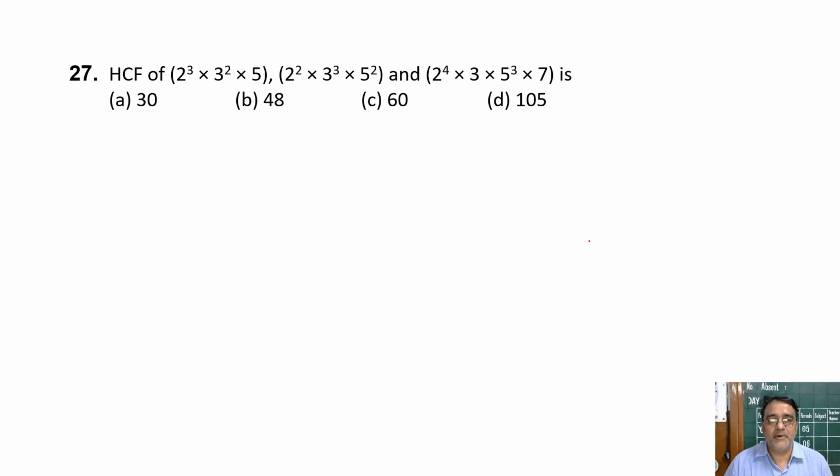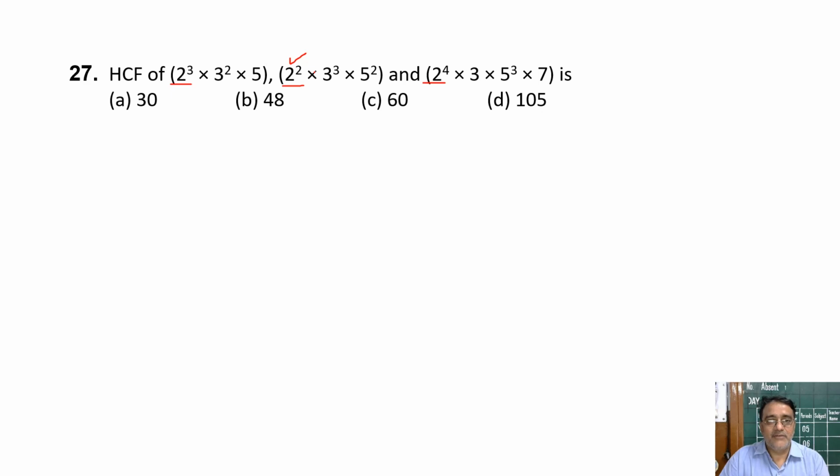HCF of 2 to the power 3 into 3 to the power 2 into 5, 2 to the power 2 into 3 to the power 3 into 5 to the power 2, and 2 to the power 4 into 3 into 5 to the power 3 into 7 is. So what is HCF? The product of the smallest power of all the common prime factors in the given numbers. Okay, so here 2 is a common factor, but what is the smallest power of 2?